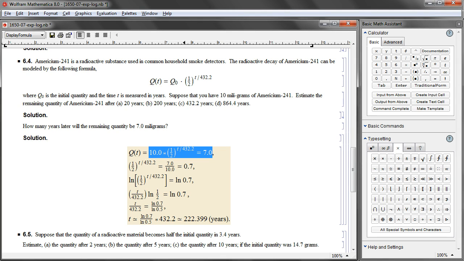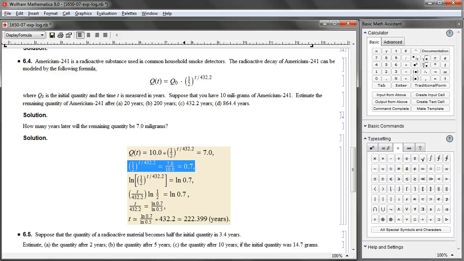What do we have? We have an exponential equation. Typical technique is the same. Solve for 1/2 to that power, and we can do that by dividing away 10. And what do we get? 1/2 to this power is 0.7. We have this equation here in the second line.